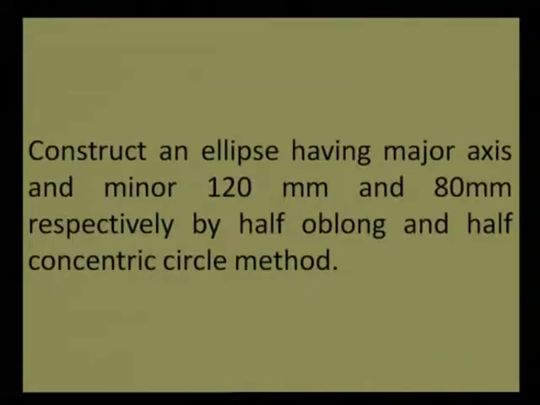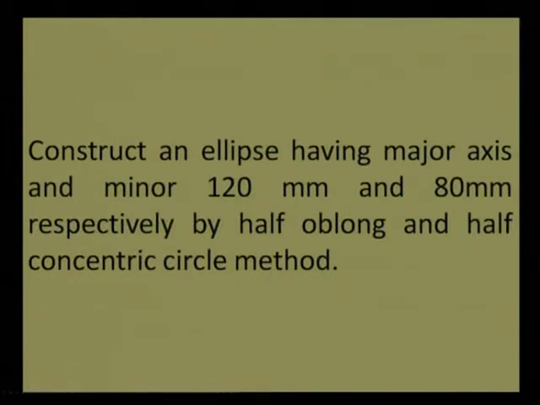We need to draw an ellipse using the half oblong method and half concentric circle method. The major axis and minor axis are given respectively as 120 mm and 80 mm. In this we need to draw using both the methods: first the oblong method and another the concentric circle method. In this question paper itself, we have seen the concentric circle method. Now we will combine this method with the oblong method as well.